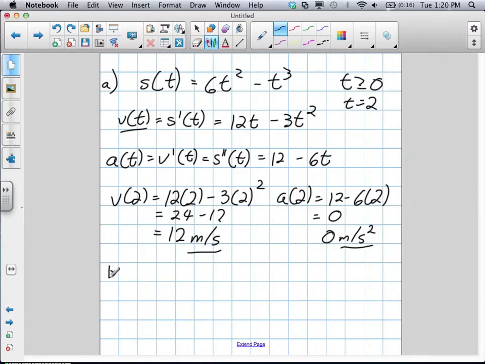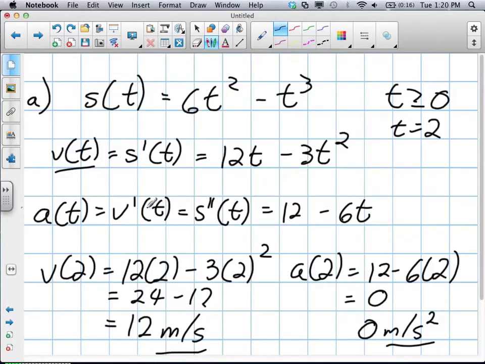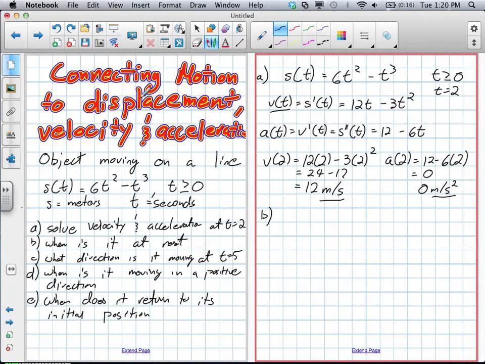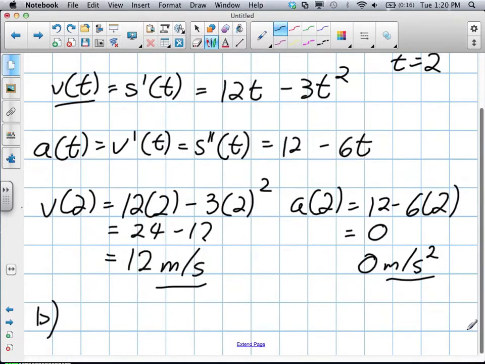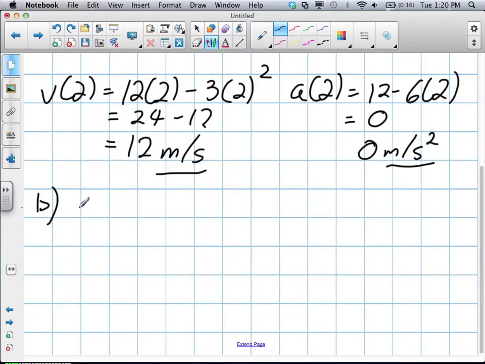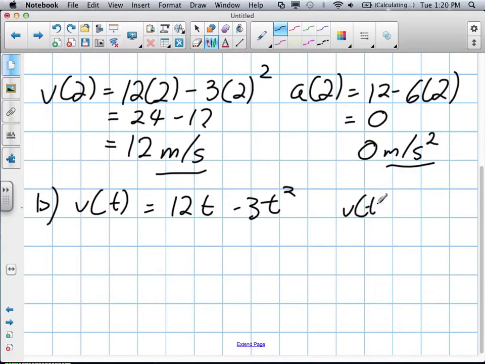Part B of that question, actually, let's look at the page. Part B said, when is it at rest? When is this at rest? So go back to a single page. Well, at rest is when velocity, and this was our equation for velocity that we had just solved, was 12t minus 3t squared. When is it at rest? Well, that's when velocity is equal to 0. That's when something's at rest, right?